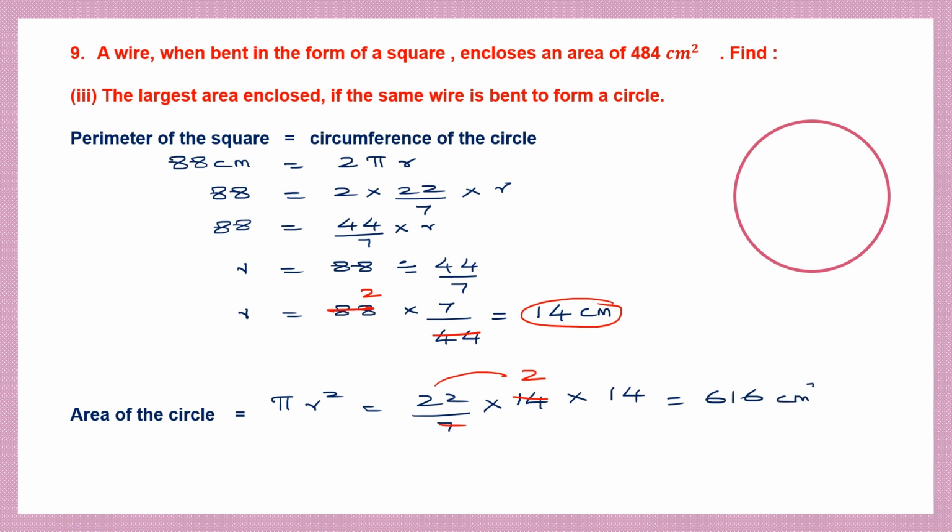616 centimeters square. So let's write our answer. The largest area enclosed is what we were asked to find, and that is 616 centimeters square. So this is our final answer.